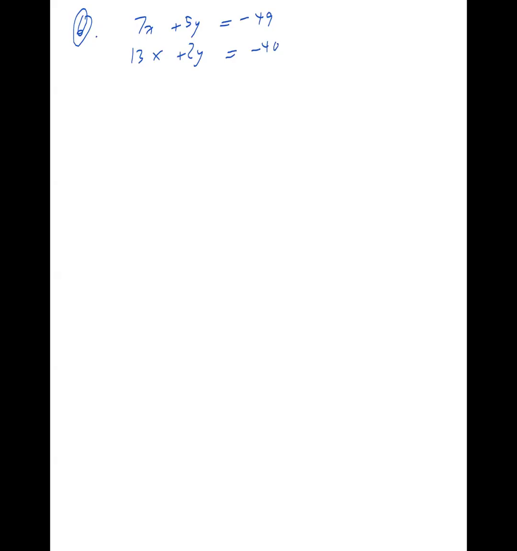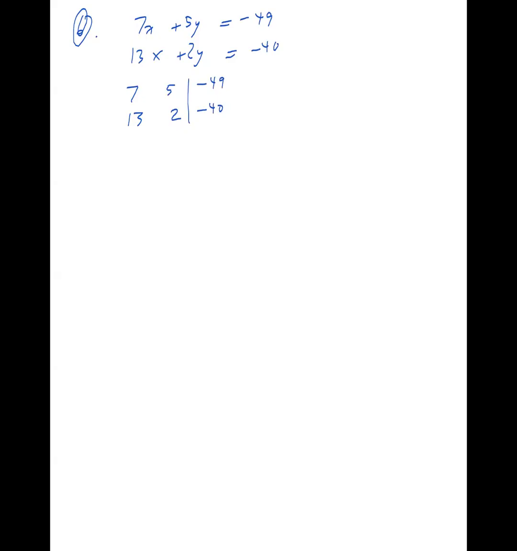So that means you can drop the letters off, so it actually makes it easier. Just say 7, 5, 13, 2, and then draw the equal sign with a line that means the equal sign. Negative 49 and negative 40, like that.